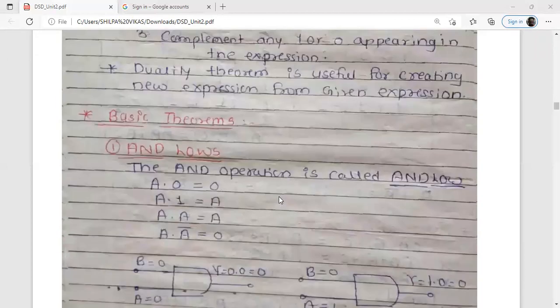So let's understand AND law. As we know, basic AND law, A dot 0. AND is the multiplication operation basically. So here if we multiply any input by 0, then you'll get the output as 0. If we multiply any input by 1, then there will be no change in the output. And if we are multiplying two same inputs, then you are getting the same output. And if we are multiplying A with its inversion, then you will get output as 0.